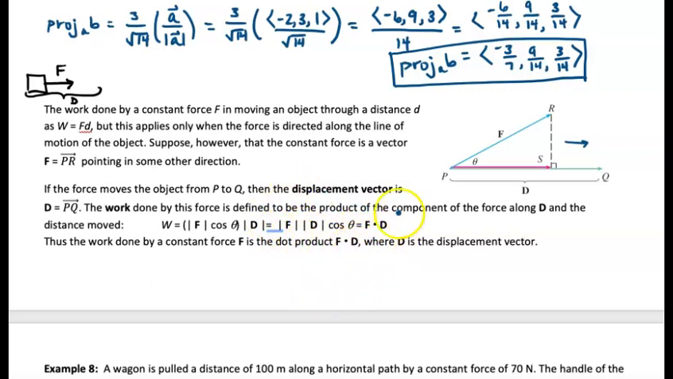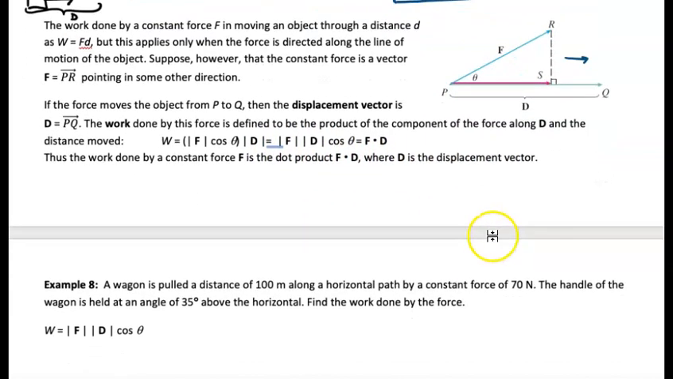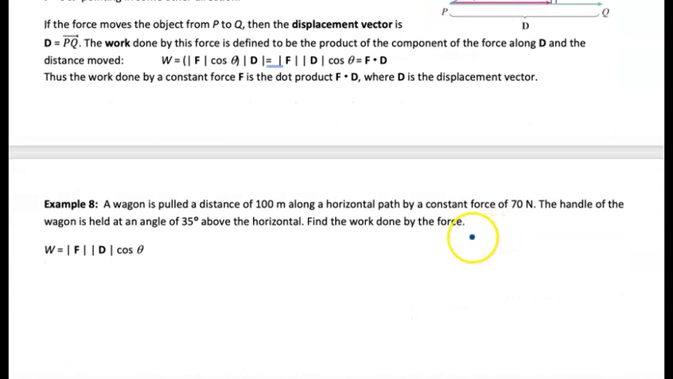And we're going back to that grand equation that says that the dot product of vectors A and B is equal to the magnitude of A times the magnitude of B times the cosine of theta. So this is the same formula. We're just applying it to problems done with work. So let's look at this example. A wagon is pulled a distance of 100 meters along a horizontal path by a constant force of 70 newtons. The handle of the wagon is held at an angle of 35 degrees above the horizontal. Find the work done by the force.